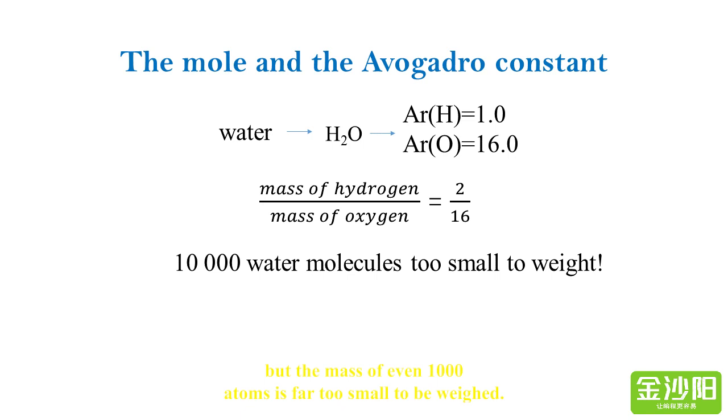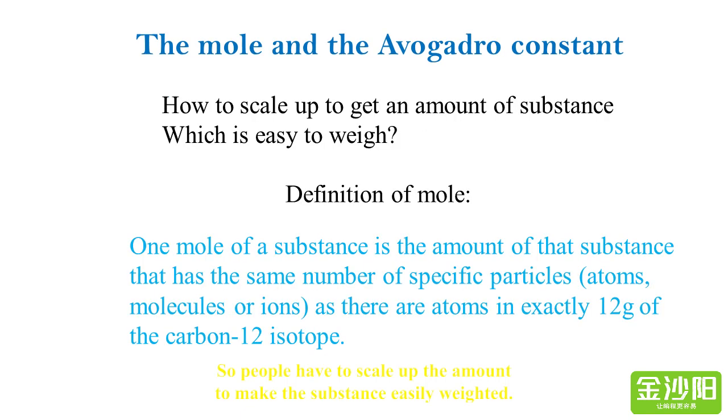But the mass of even 1,000 atoms is far too small to be weighed. So people have to scale up the amount to make the substance easily weighed. Here comes the solution, the definition of the mole. 1 mole of a substance is the amount of that substance that has the same number of specific particles as there are atoms in exactly 12 grams of the carbon-12 isotope. And the particles could be atoms, molecules, or ions.